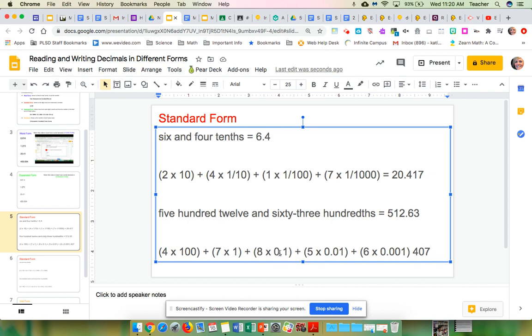Plus 8 times 1/10. This is a decimal place, so that tells me I need my decimal point, and then I can include the 8, which needs to be in the tenths place. I'm going to run out of space here. The 5 times 100th, that means the 5 has to be in the hundredths place. And then lastly, the 6 times 1,000th. The 6 has to be in the thousandths place. And so this number is 407 and 856 thousandths.